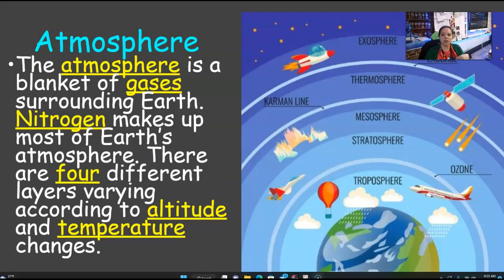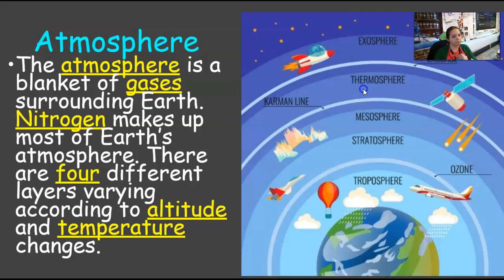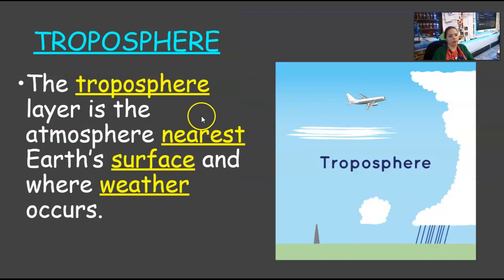All right, and then we have this lovely little atmosphere. This is a great picture. It may help you out in coloring and defining things a little bit later. The atmosphere is a blanket of gas. It's just a whole bunch of gases that surround the Earth, which weirdly enough, nitrogen makes up most of it, not oxygen like you would think. There are 4 different layers varying according to altitude and temperature, and some of those layers have layers in them. All right, so the first layer we have is the troposphere.